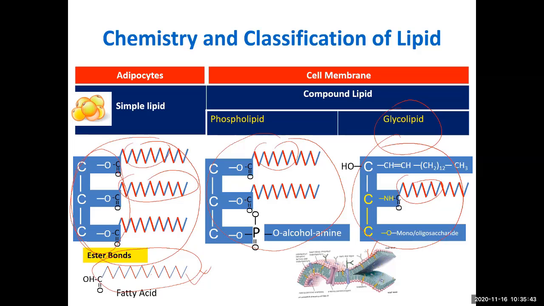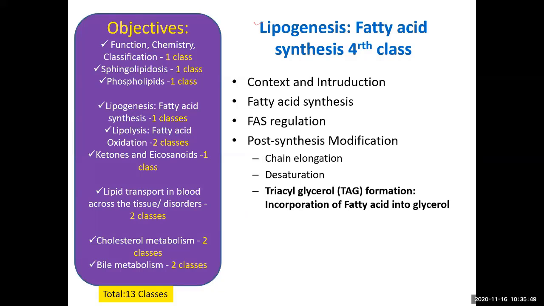In other words, we will talk about the synthesis of lipid. That is what is called lipogenesis. In lipogenesis, the major part is fatty acid synthesis. That is why we will talk mainly about fatty acid synthesis. You can see we have done these 3 classes. This is our 4th class: lipogenesis, fatty acid synthesis.